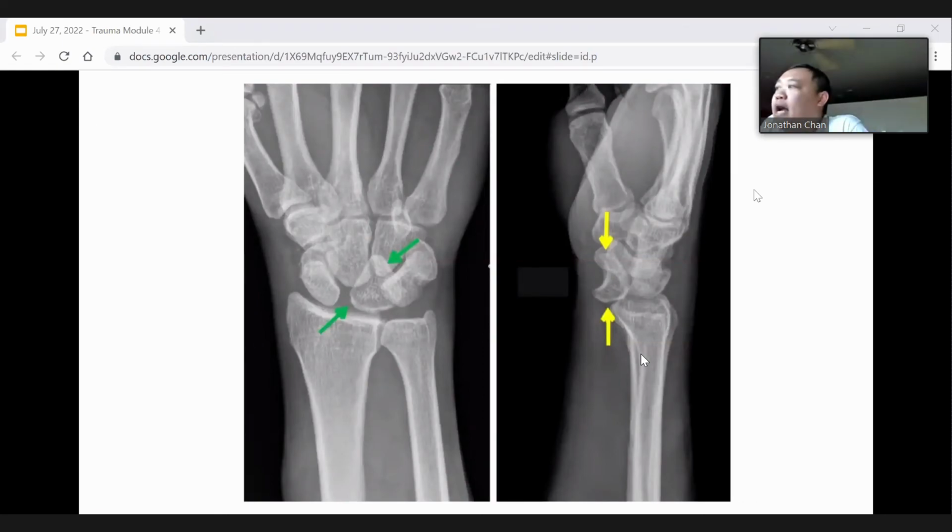So on the AP view, we see that the lunate has a triangular shape, which you can see between the two green arrows right here. So this shows that it's out of place. The very classic view that you see on board exams is the lateral view right here, where we see that the lunate is off of the radius and is what we call a spilled teacup. So this is kind of the side of the teacup here. If you had tea here, it would be spilling out here. So that's a sign of a lunate dislocation on lateral X-ray.